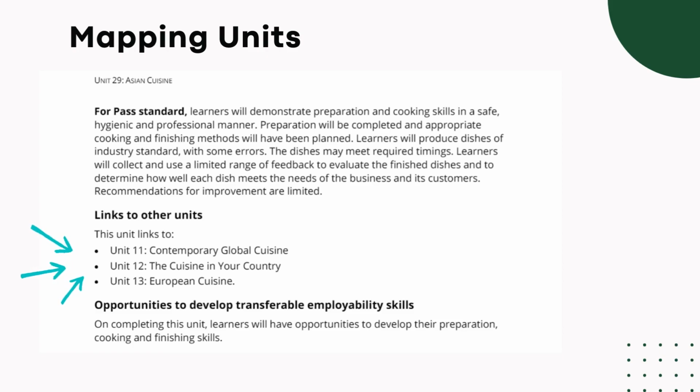There is a guide on the specification to help you with this. As you can see here on the screen, it says links to other units. So this is Unit 29, Asian Cuisine, from the Hospitality course, and here you have a list below of units that link to that particular unit. This is a hint that there may be possible opportunities for you to map those units against each other and allows the students to do one common task, which allows them to capture grading criteria from both units.